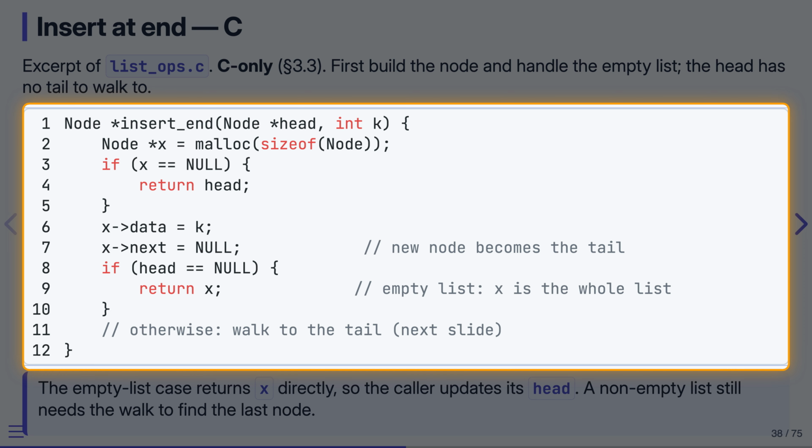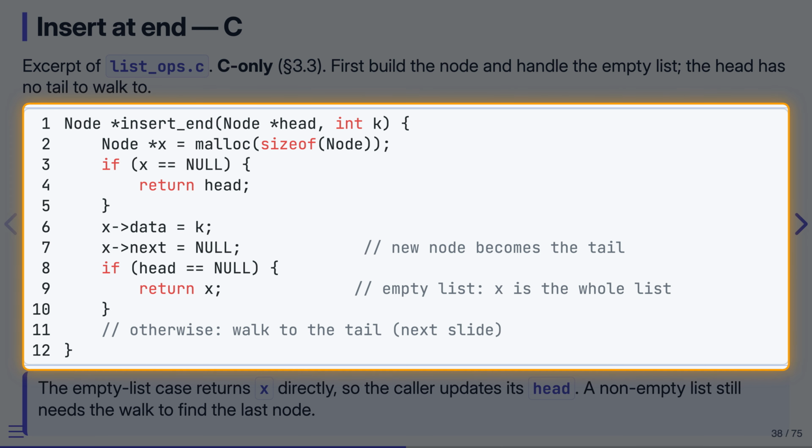This is insert end in C. First, we malloc a new node called X. If X is null, malloc failed, so we return head unchanged. We set X->data to K. We set X->next to null, because the new node becomes the tail.